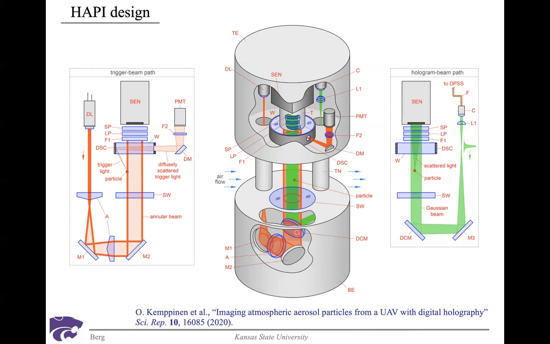So the green pulse is coming up this way towards the particle. It's a solid normal Gaussian beam, illuminates the particle. It does pass through all of the filters, and so we get the conventional single color or monochrome hologram with the red light in this case.